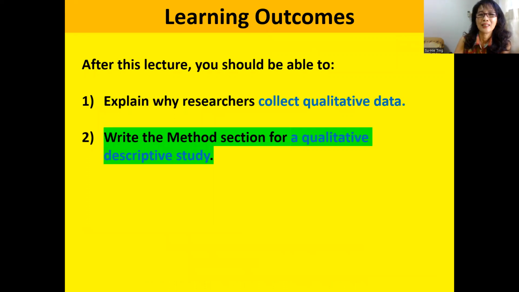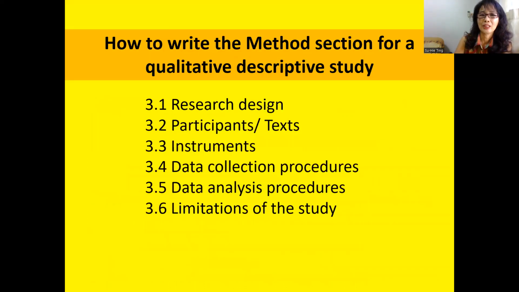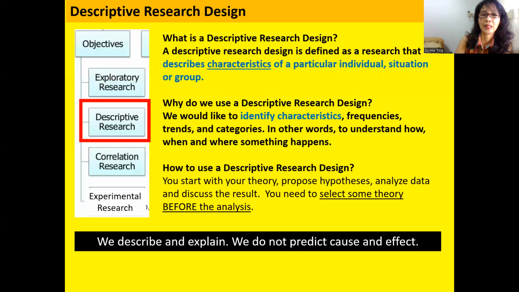Next part. You already know why researchers collect qualitative data, which is to understand meaning in context, as experienced by the participants. Now, how to write the method section for a qualitative descriptive study. The method section for a qualitative descriptive study will contain these 6 sections. 3.1, research design. 3.2, participants or text. 3.3, instruments. 3.4, data collection procedures. 3.5, data analysis procedures. 3.6, limitations of the study.